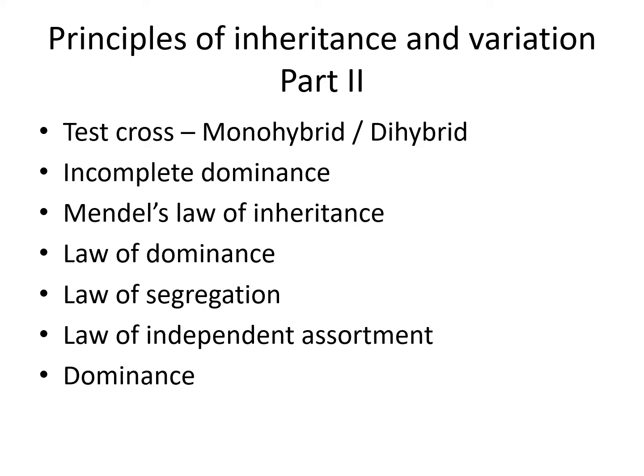Here we can see many subtopics. First one, test cross in monohybrid and dihybrid. Then incomplete dominance. Already you know what is dominance, here we are going to see incomplete dominance. Then laws of inheritance said by Gregor Johann Mendel. Three laws: law of dominance, law of segregation, and law of independent assortment. We are going to see all these subtopics now.